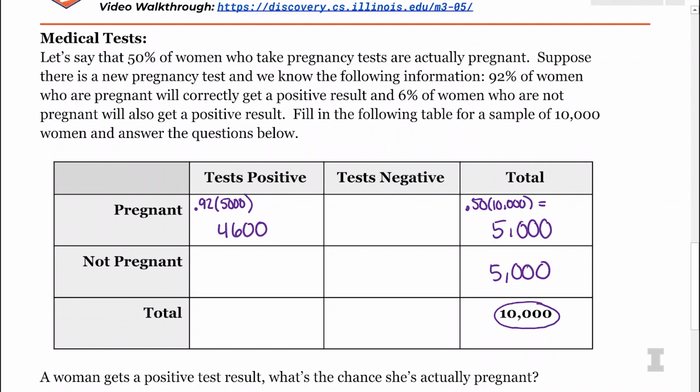And then that means that 400 of them are going to get a negative result. So that's for pregnant, but test negative. Maybe it was too early to detect. That happens sometimes. So that's the first row.